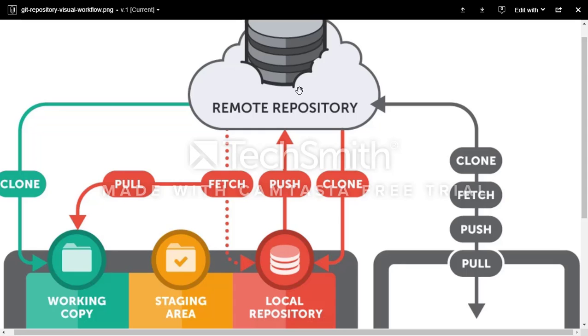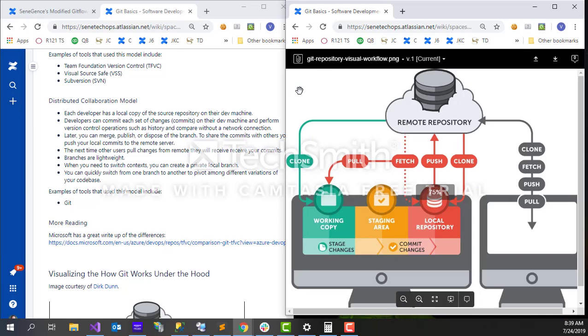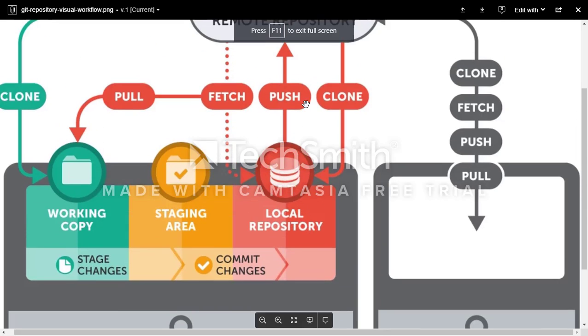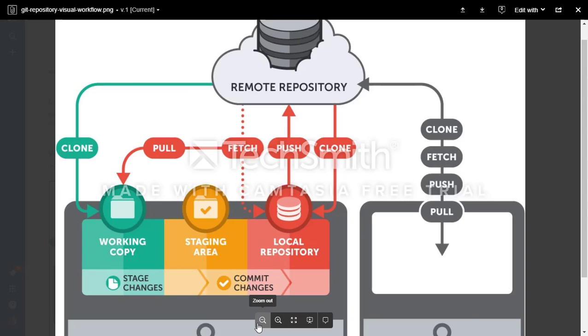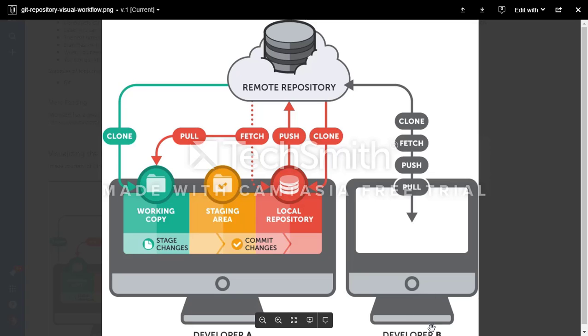So this diagram, let me try this again. No, it didn't work. All right. So this diagram shows us how the distributed model works and how, here we go. Maybe I could do this. There we go.